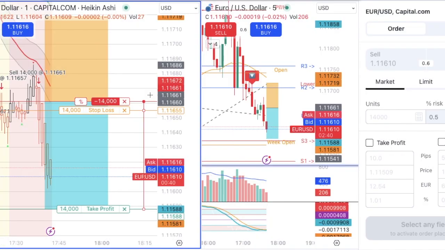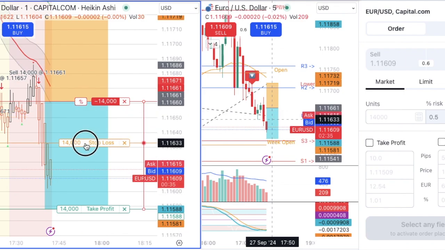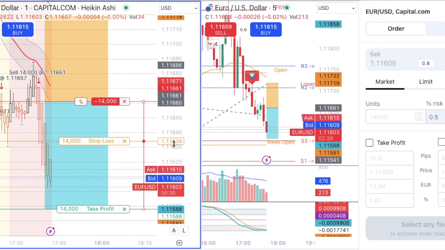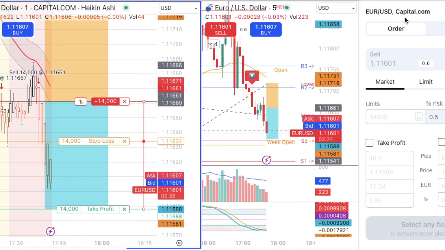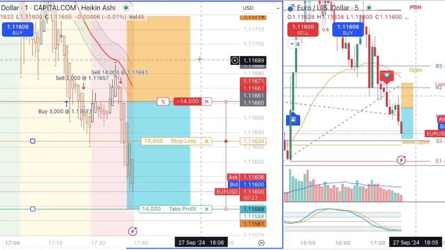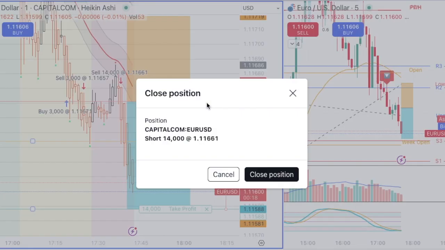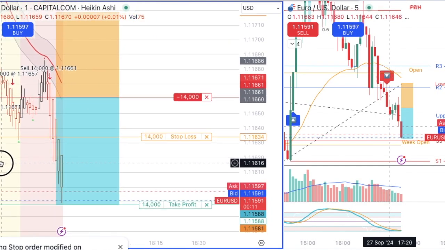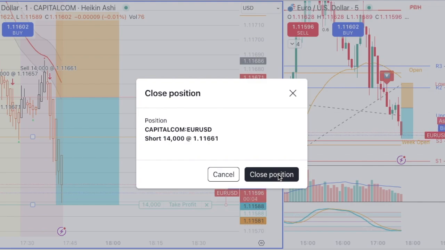You know what? I'm going to move my stop loss. I don't like this. Just here. Put it right above there. Can we move this over so I can see what's going on? Yes, that's better. Oh, we're almost there now. Look at that. Very, very close.